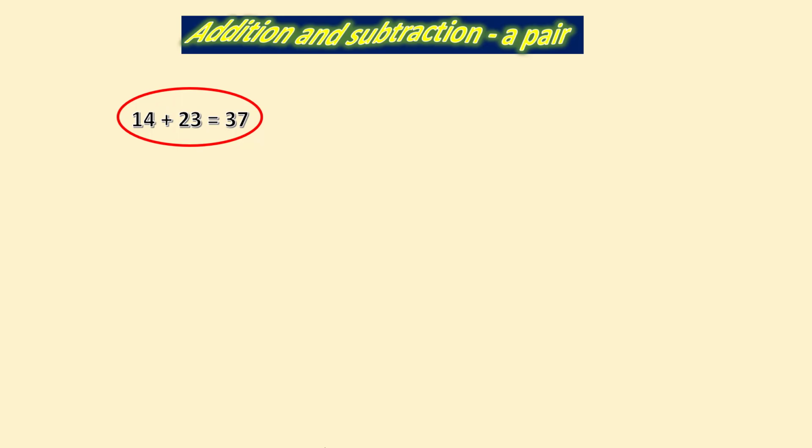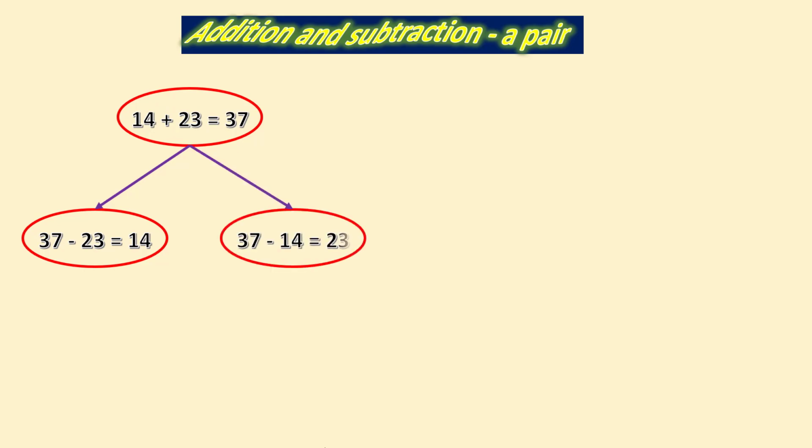Now we take another example. 37 minus 23 is equal to 14. Look at this example. The above three numbers are arranged in their order: 37, 23 and 14. And another example: 37 minus 14 is equal to 23. Look at these two subtraction examples. Above is one addition example and below are two subtraction examples. It means from every example of addition we can get two examples of subtraction.